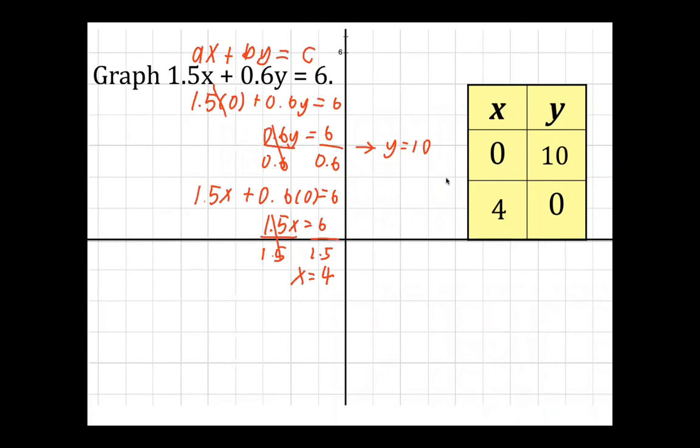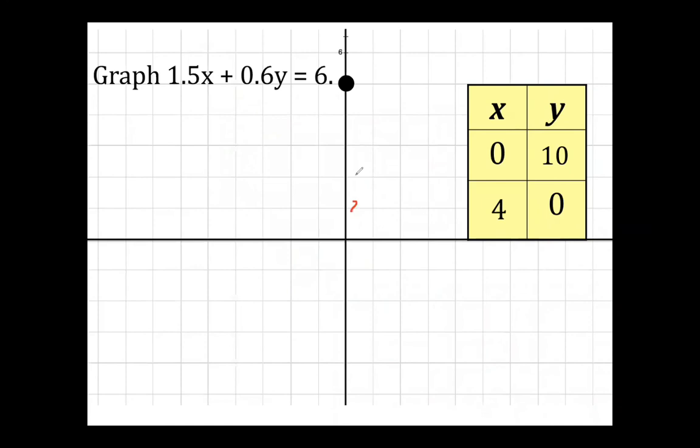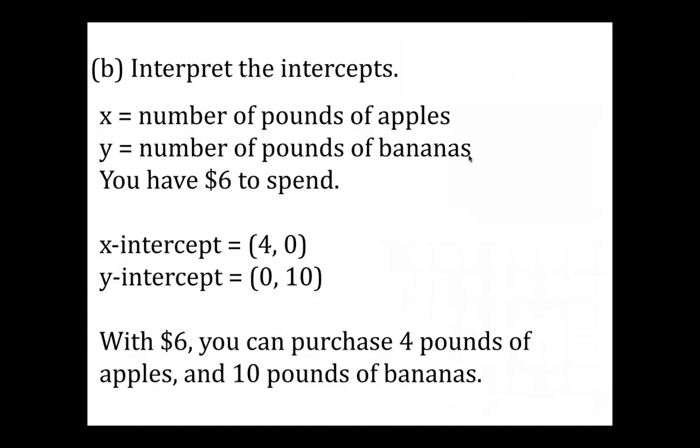Now that you have both your points, you can go ahead and plot them. I'm going to go by 2's on the graph. So this will be 2, 4, 6, 8, 10. And there's your y-intercept. And go ahead and plot 4, 0 for your other point. And now that you have your 2 points, you can go ahead and connect them with a line. And now that you've completed part A of the question by graphing 1.5x plus 0.6y equals 6, you can go ahead and look at part B.